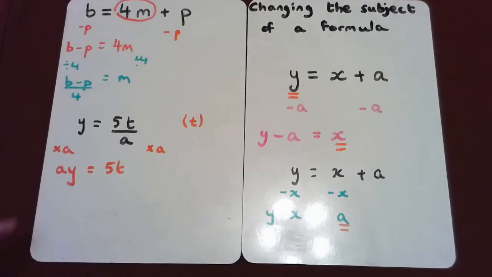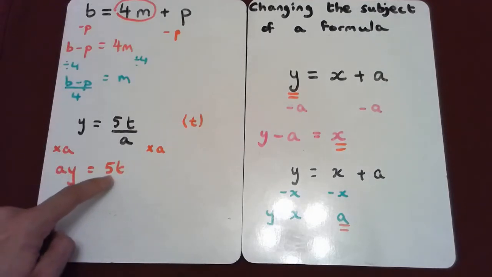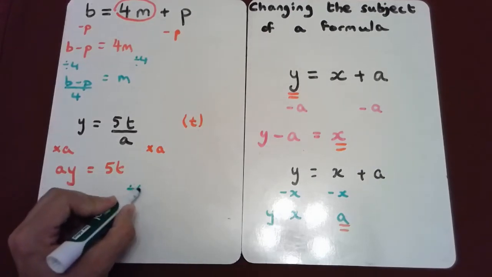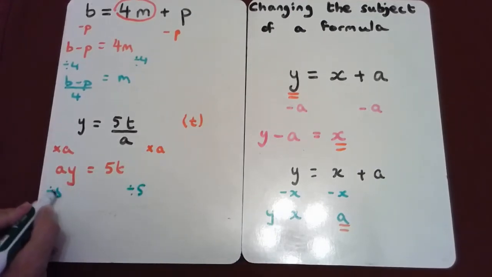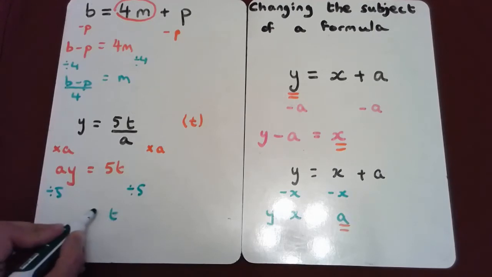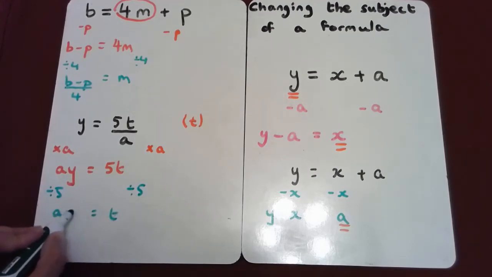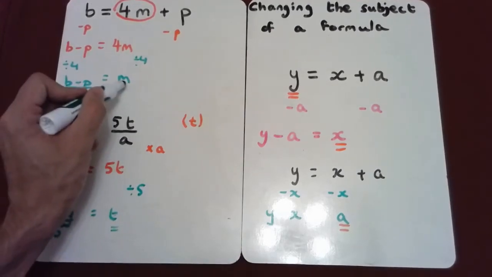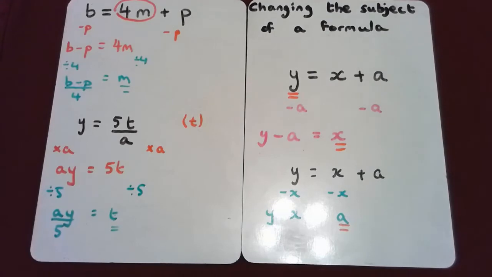Now, this is very similar to what I have up here. If I want to get t on its own, if I want to make t the subject, I simply divide both sides by 5, divide by 5, divide by 5, and we get t is equal to ay divided by 5. And now t is the subject because it's on its own, just like over here. M is the subject because it was on its own.